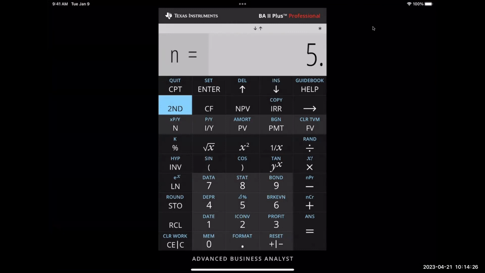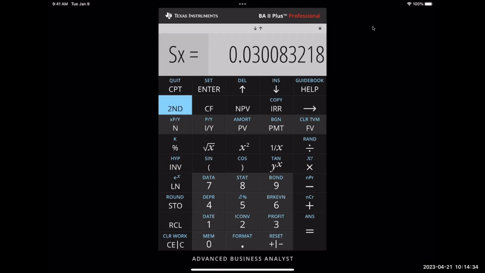So scrolling down, you get the results. N, the sample size, is 5. X bar, right? So that's the mean for X, then the standard deviation for X, and then this. What is this? What does it mean?